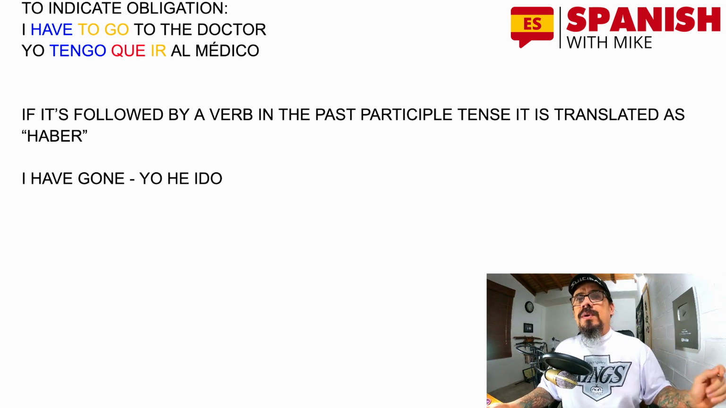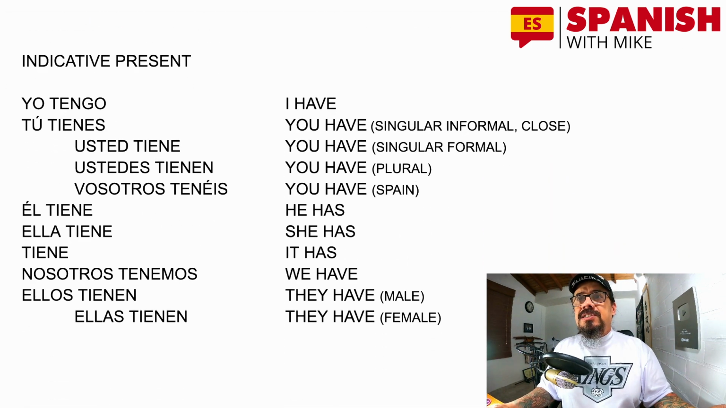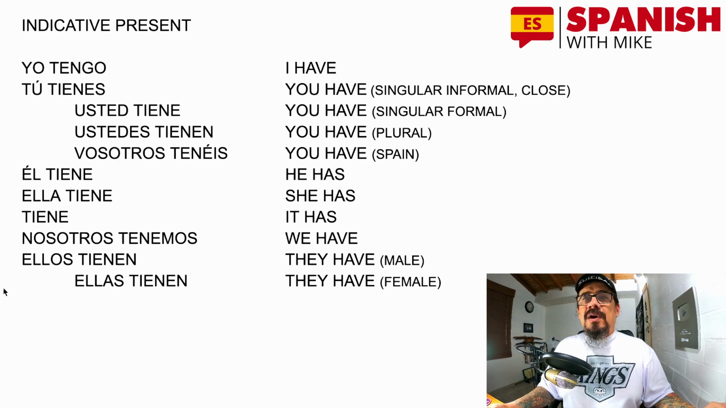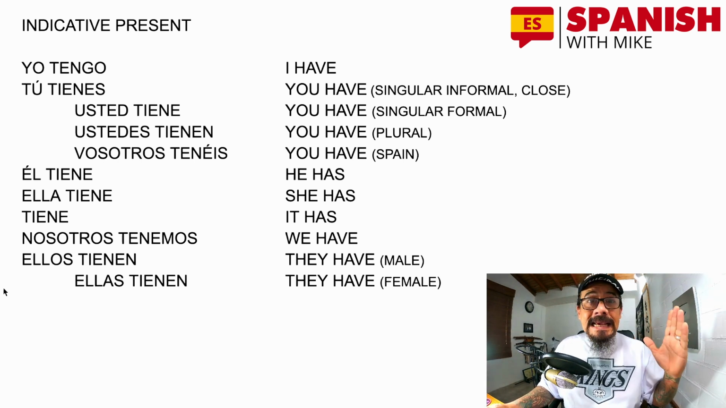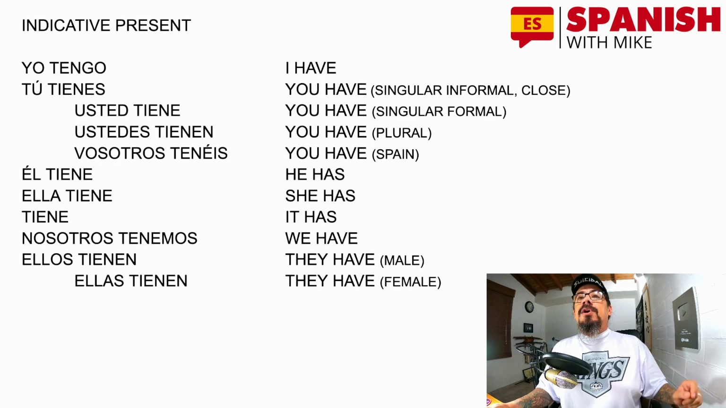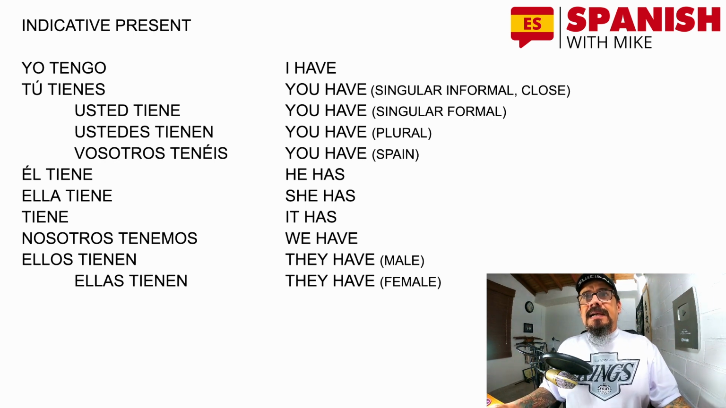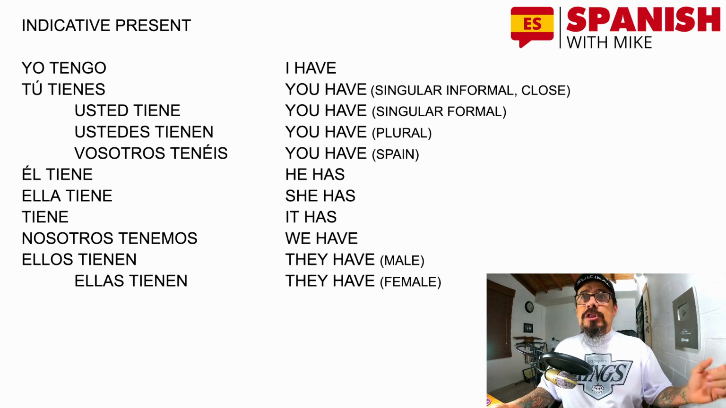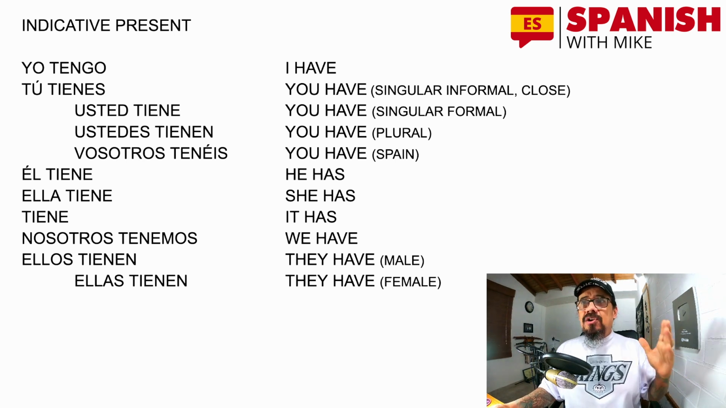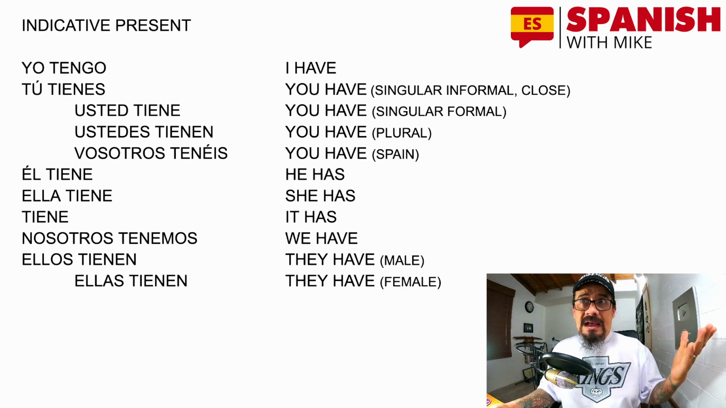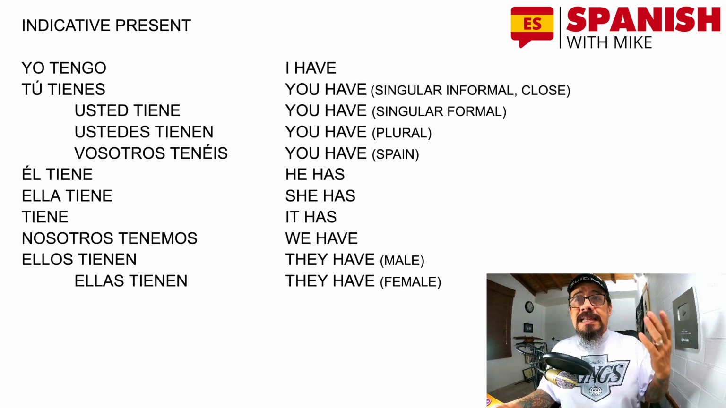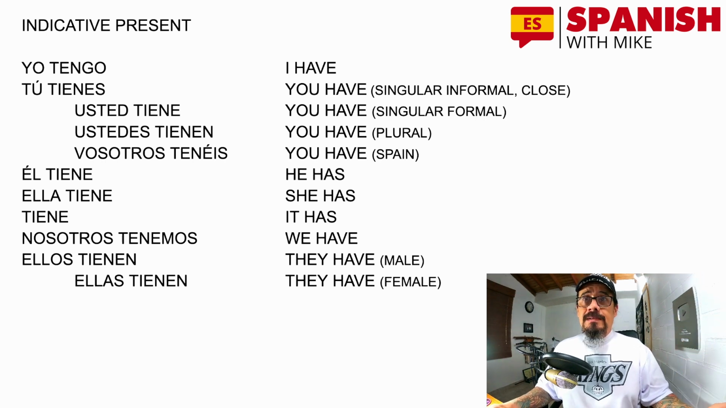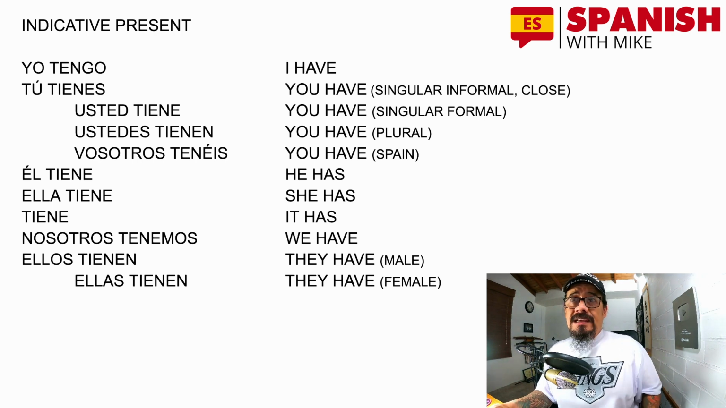In this video, we're going to explain and study the conjugations of the verb to have, translated as tener en español, in Spanish. Indicative present, simple present. Yo tengo, I have. Tú tienes, you have. Singular, informal, when we are close. Usted tiene, you have. Singular, formal. Ustedes tienen, you have. Plural. Vosotros tenéis, you have. Spain, when we are in Spain.